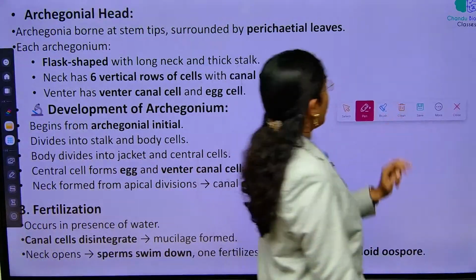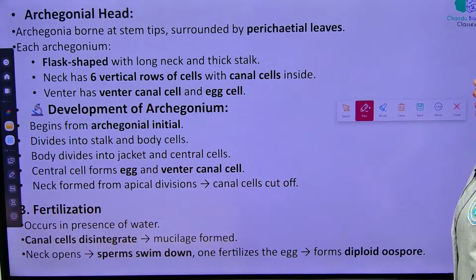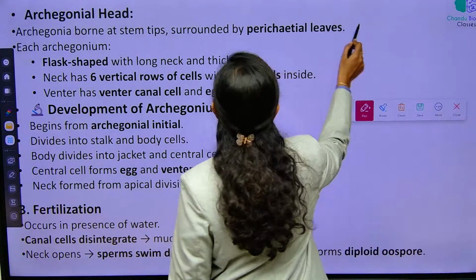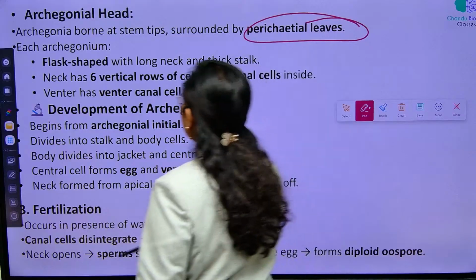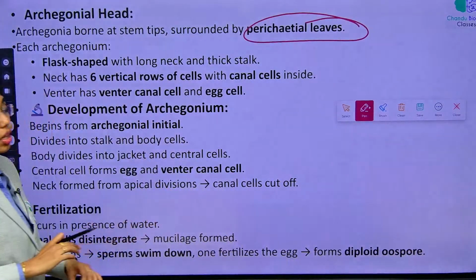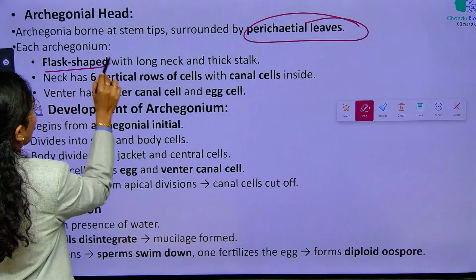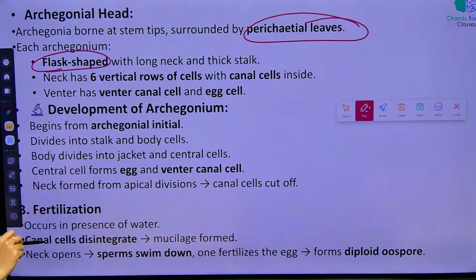Look at here, the archegonium head. Archegonia are borne at the stem tips by perichaetial leaves. Where are archegonia present? Over the stem tips. And each archegonium is flask shaped with a long neck and thick stalk.